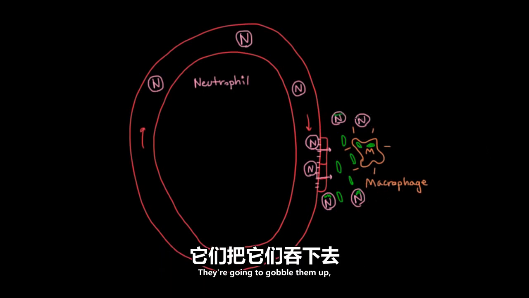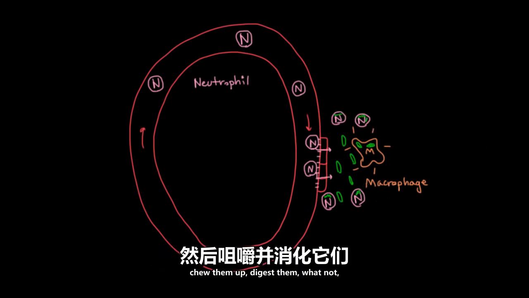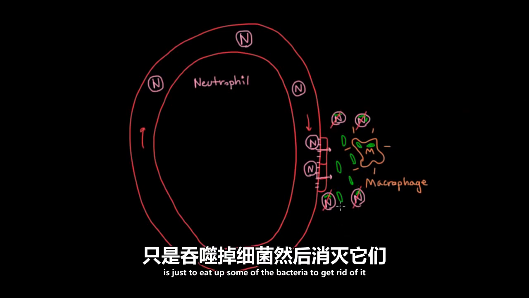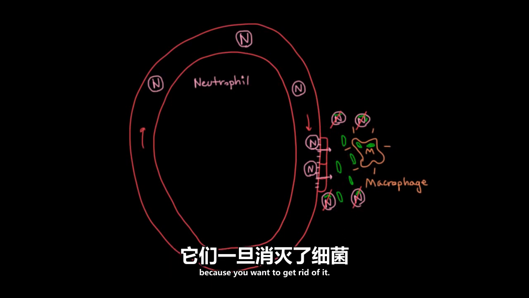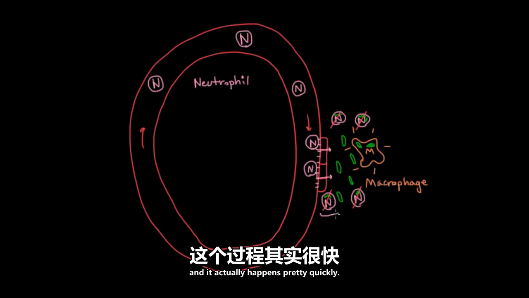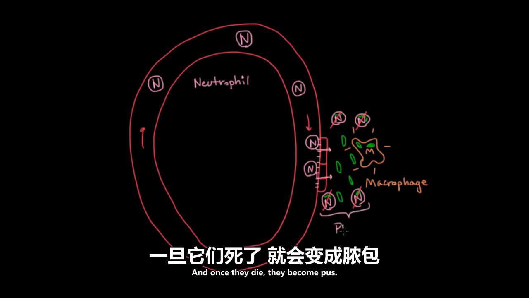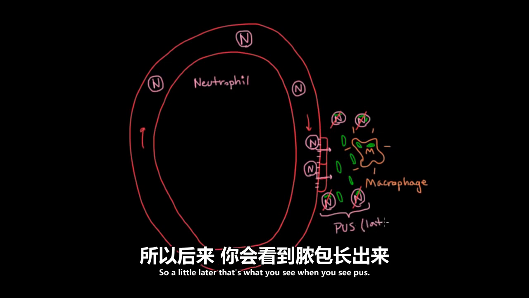They're going to gobble them up, chew them up, digest them, whatnot. And then once they've done that, they're just going to die. Because that is their job, is just to eat up some of the bacteria to get rid of it, because you want to get rid of it. So they're just going to die, and it actually happens pretty quickly. Their usual lifespan is only 5 days, and once they die, they become pus. So a little later, that's what you see when you see pus.